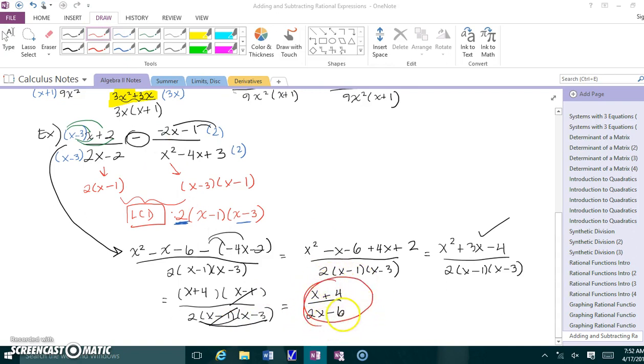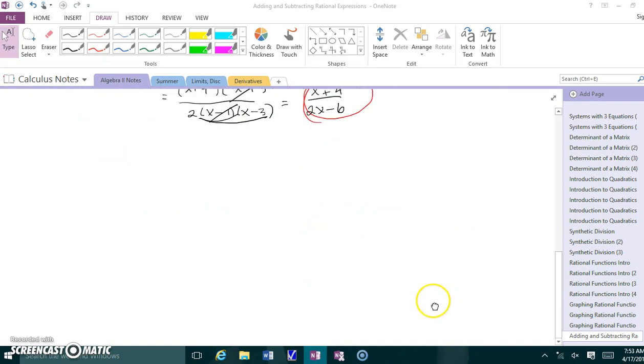Not only is it one fraction, but it's also a simplified single fraction. So make sure you have that down. Make sure you're okay with it. Let me do one more.